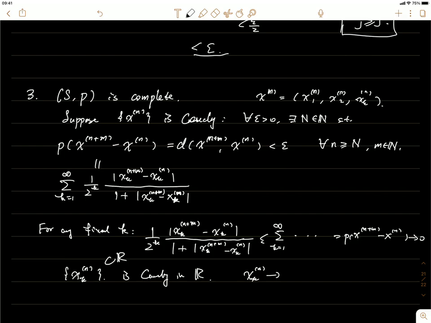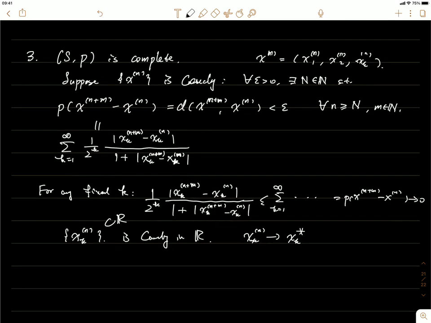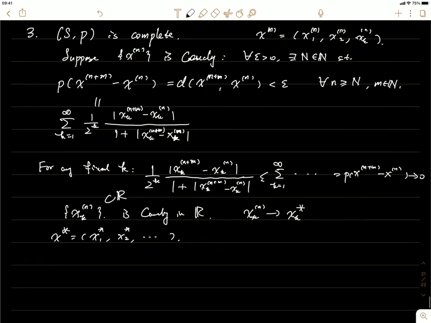And this depends on k. So let's call it x_k star. It means that for every fixed k, this sequence, as a Cauchy sequence in R, converges to a number x_k star. Okay, and we did this for every fixed k. Then I define x star to be the sequence enumerating the x_k star I just obtained for each k. And now I want to show that the whole sequence x_n converges to this point x star in the space S. So I want to show this is Cauchy and that they are going to converge to this.